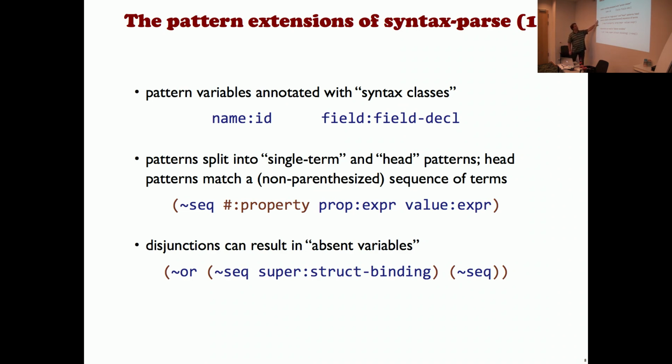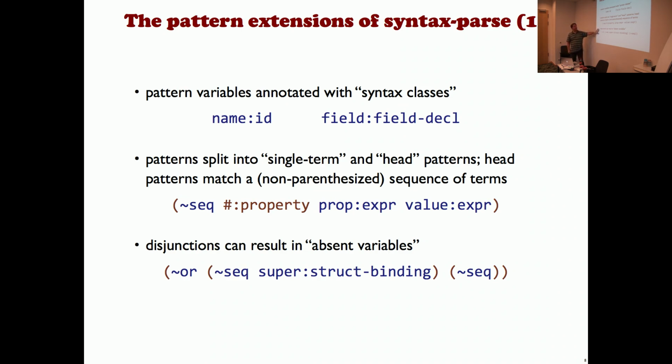We split patterns into single term patterns and head patterns, which might match 0 or more terms, like a sequence of 0 or more terms that are non-parenthesized. So for example, you can say a property clause has the form: a sequence of the keyword property, a property expression, and a property value. So this is not an S expression in the syntax that you write down, but it's a logical unit, and we have patterns for describing those now.